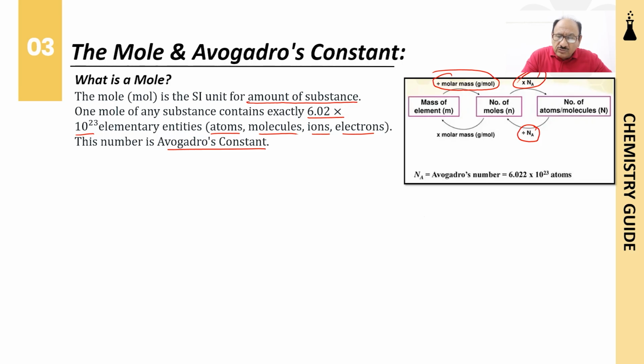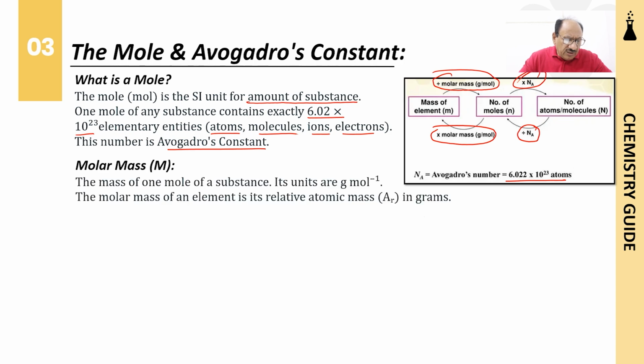And from the number of moles, if we want to calculate the mass, we'll multiply this by the molar mass, and we'll get grams. Molar mass is in grams per mole. And Avogadro constant, as we discussed, is 6.02 × 10^23.